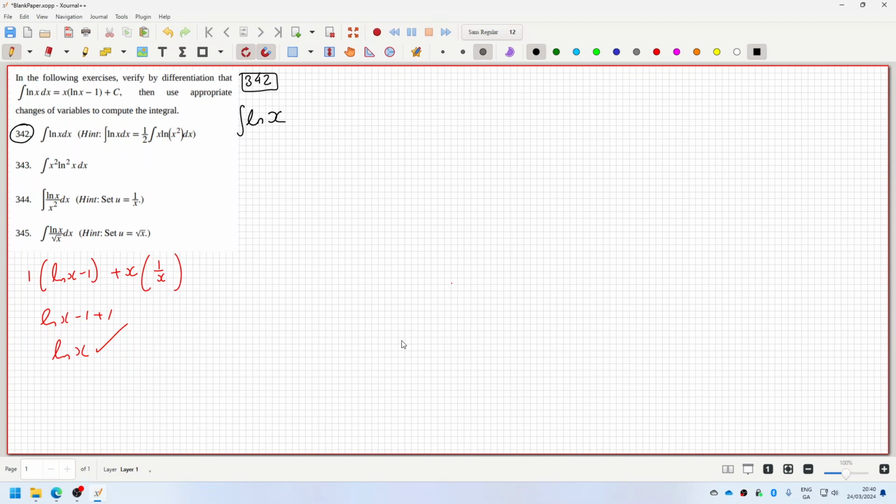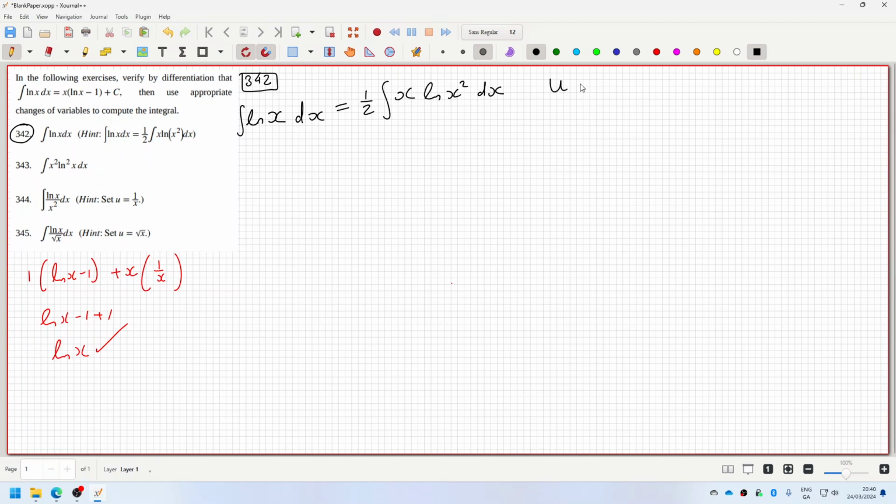So now let's have a look at the first one here. The hint is quite a tough looking hint. A half integrate x log x squared dx. Ooh, okay.